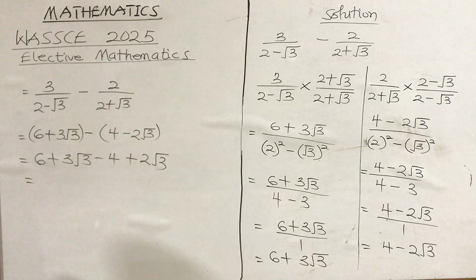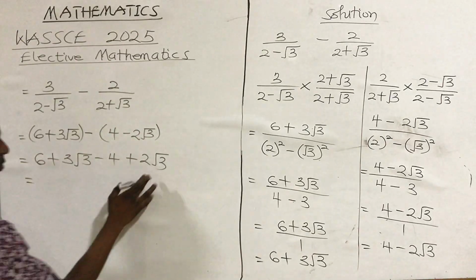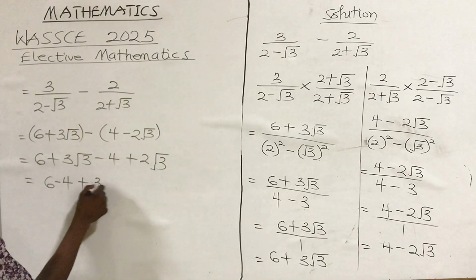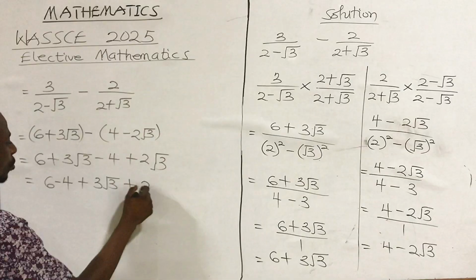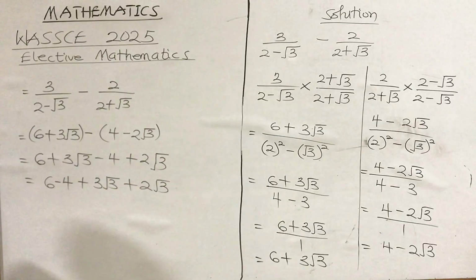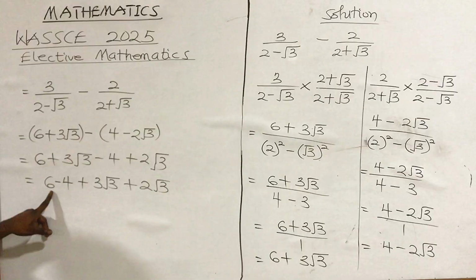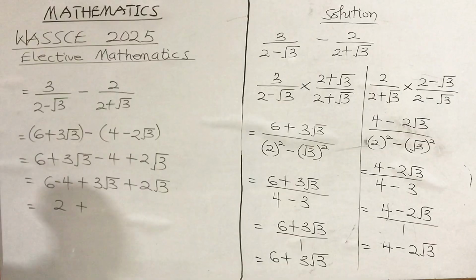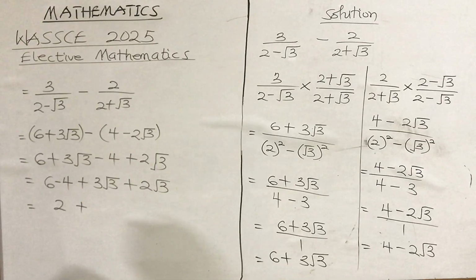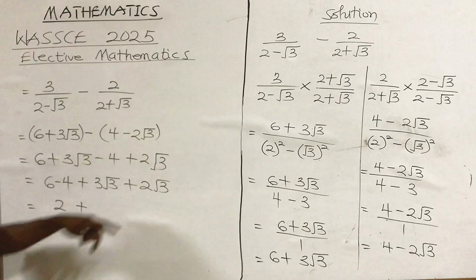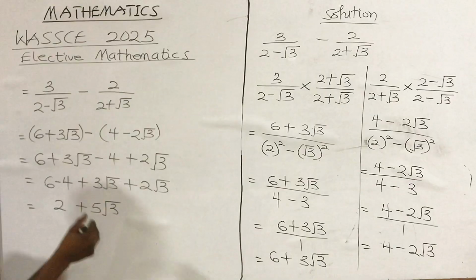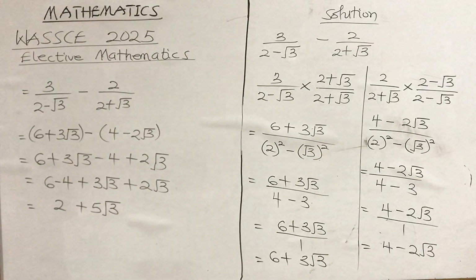So at this point, we are going to group like terms. So we have 6 minus 4 plus 3 root 3 plus 2 root 3. So my cherished viewers, for 6 minus 4, we have 2, plus 3 root 3 plus 2 root 3. So 3 plus 2, we have 5. And we pick one of the roots. So this was the final answer for question 10A.